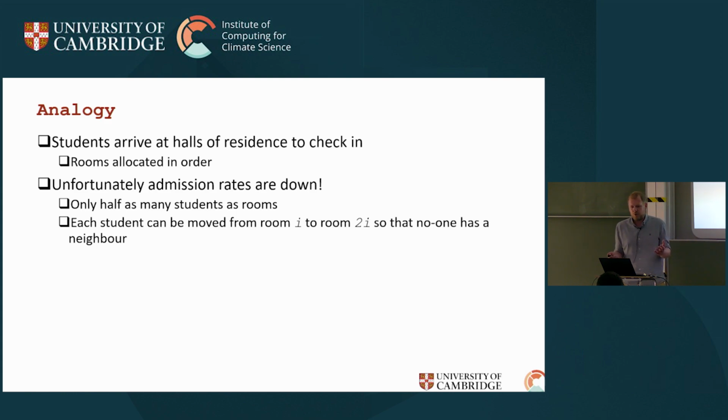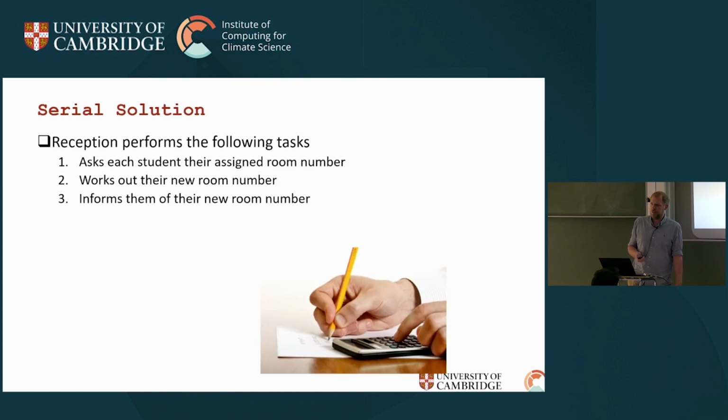Effectively what we can do is say, every student can be moved from whatever room they're in to room 2i. So just take your number and times it by 2 so that nobody has a neighbour. The serial solution there is they all form a queue in reception, and our receptionist says, what was your room number? Okay, your new room number is 2i, and then they go off to their room. It's a slow solution because it's quite serial. We've got a receptionist having to do all of that compute and inform them.